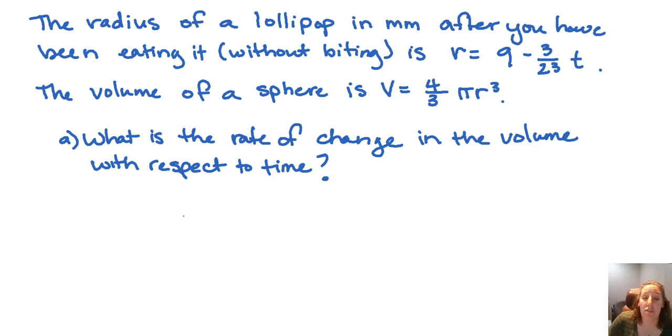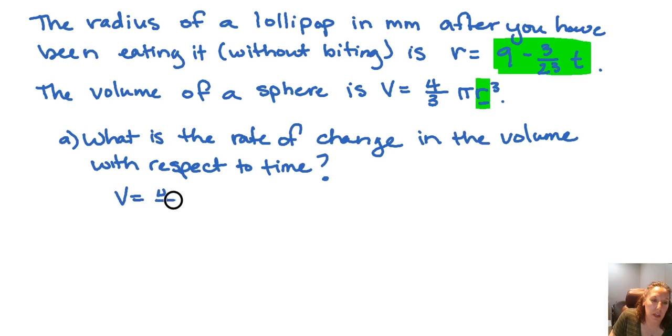So the first thing we've got to do is find our volume with respect to time, because right now our volume is in terms of our radius. If we want it in terms of our time, what we're going to do is plug our radius into that volume equation. So our volume function is going to be 4/3 times pi times that radius, 9 minus 3 over 23 times t, and then that's going to be cubed because our volume function is r cubed. So that is our volume function.